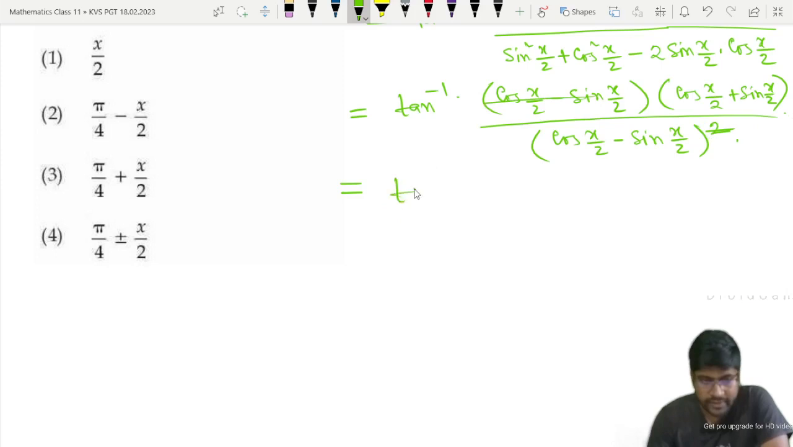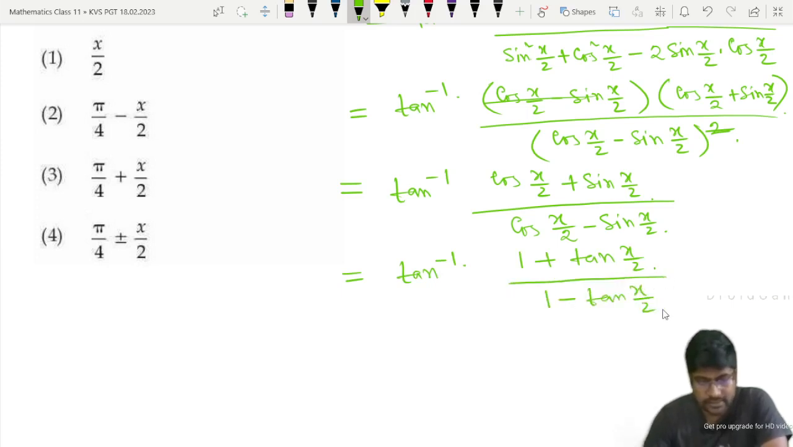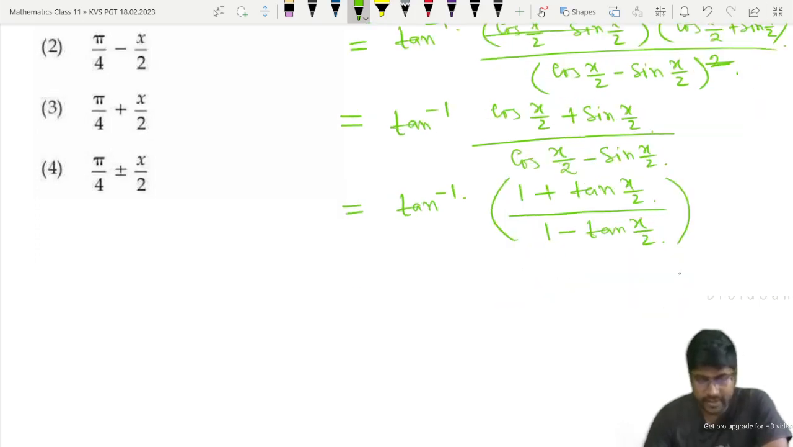So we will get tan inverse of cos x by 2 plus sin x by 2 divided by cos x by 2 minus sin x by 2. Now divide the numerator and denominator by cos x by 2. Then what we will get? 1 plus tan x by 2 divided by 1 minus tan x by 2. Now can you identify this expression? 1 plus tan x by 2 divided by 1 minus tan x by 2.